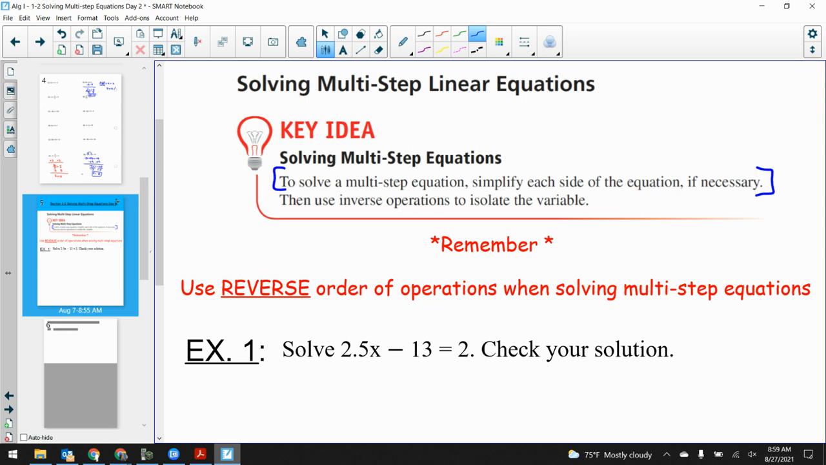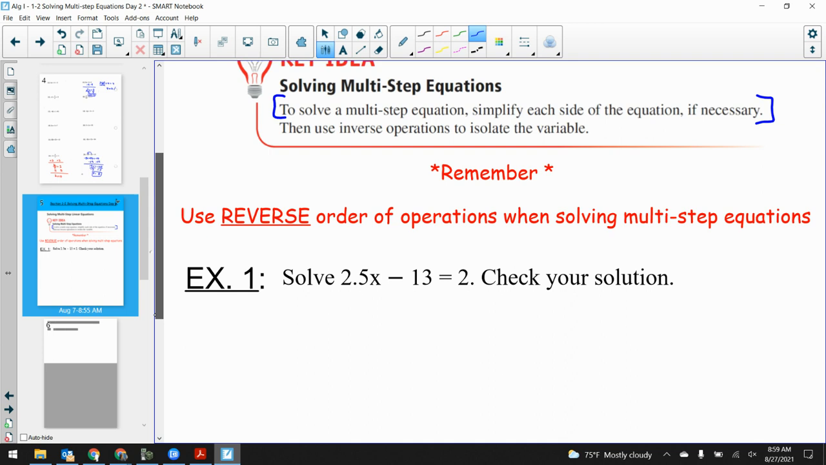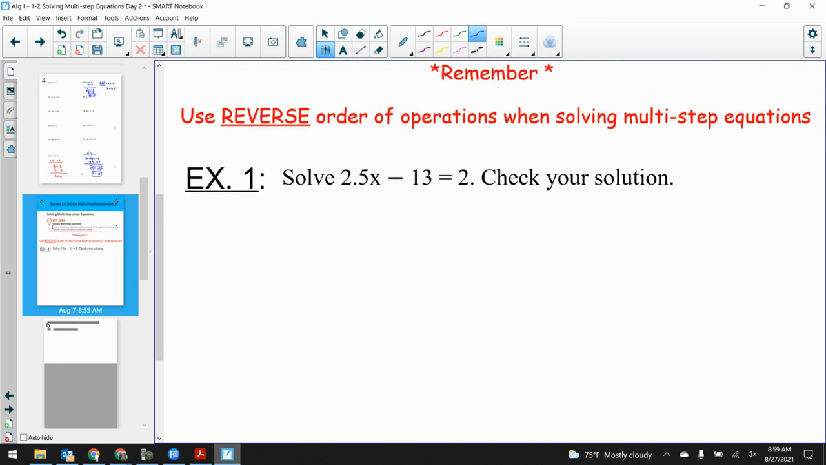Now, this question I definitely could have given to you yesterday. Solve 2.5x minus 13 is equal to 2. What do I do first? Noah. You add 13. I add 13 to both sides. So that means we get 2.5x is equal to 15. And then what's my next step? What do I do next? Yeah, divide by 2.5. Divide both sides by 2.5.